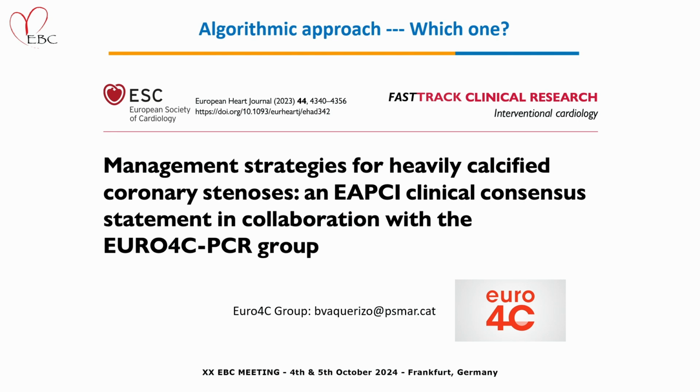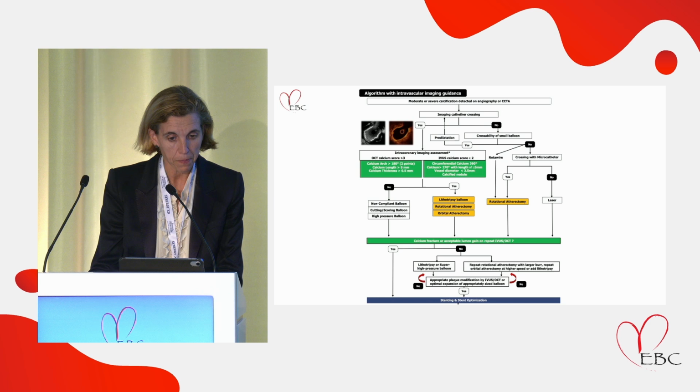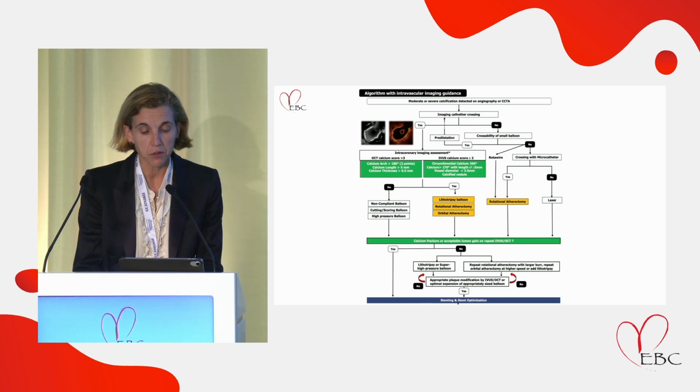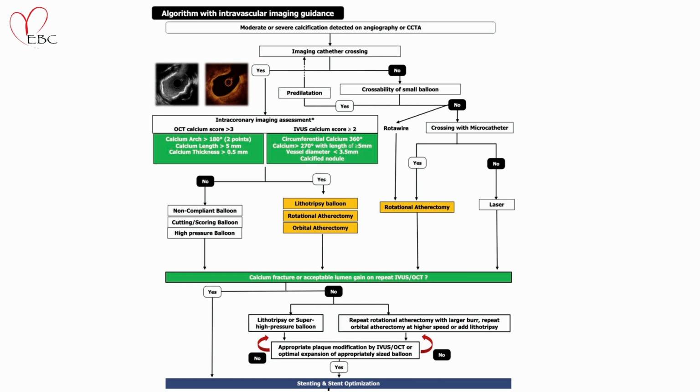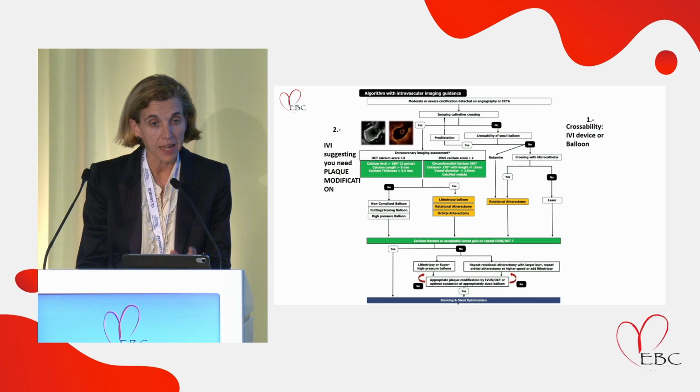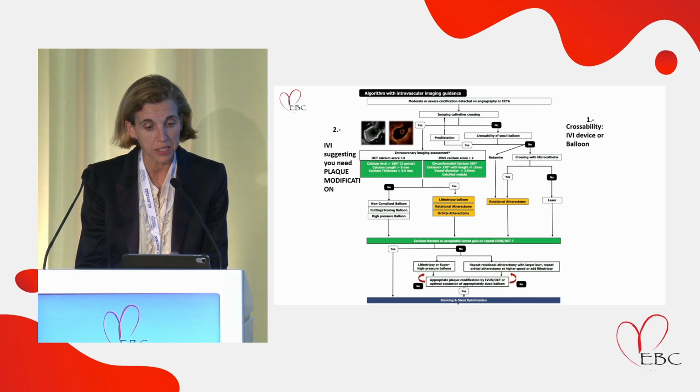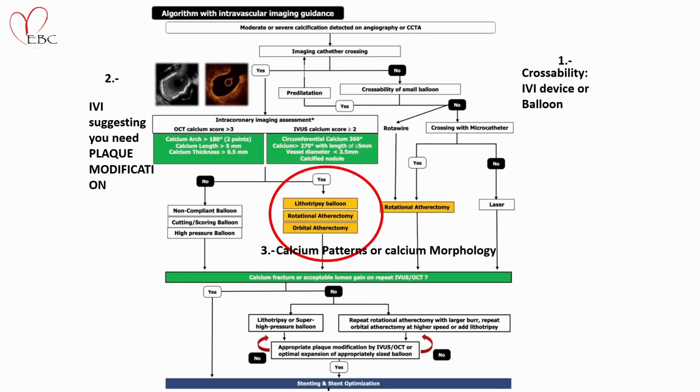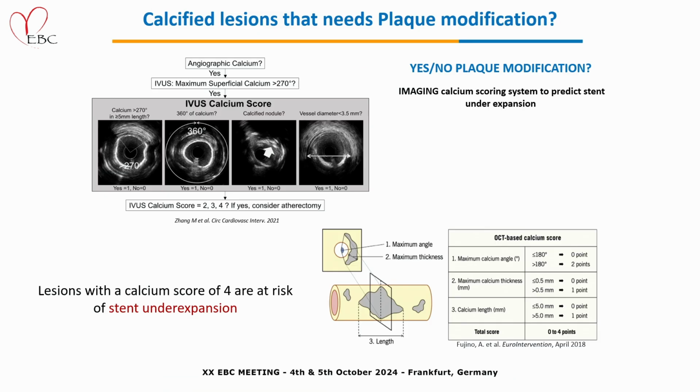It is one of the others, not the best. In this consensus, the right part is for when something doesn't cross. If it doesn't cross, you need rota or laser. But the left side, I think, is more interesting: when something crosses, the balloon or intravascular imaging. Then you have imaging, and the first question is, do you need plaque modification, yes or no? According to the intravascular imaging, you can also add information about calcium morphology, and that is important to choose the device.